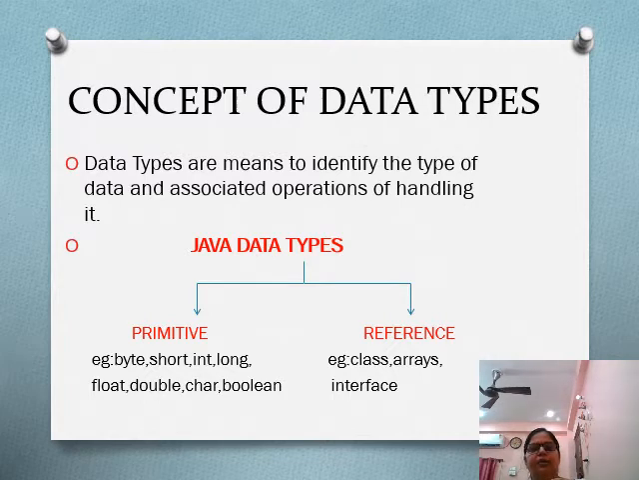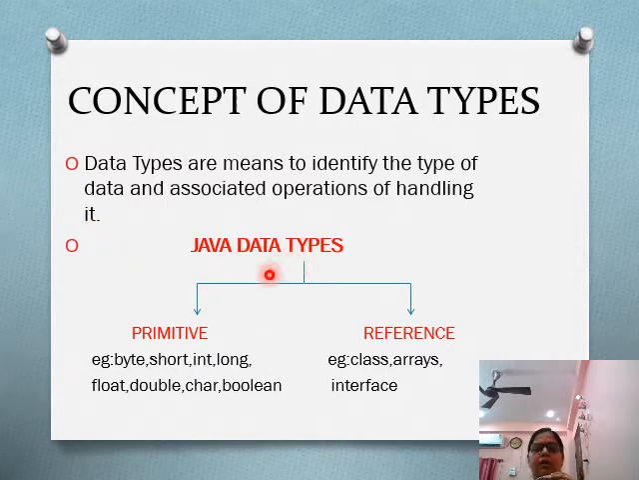Data types are means to identify the type of data and the associated operations for handling it. We write a data type to show which type of data we are going to use in a program. Now, how many data types are there in Java?